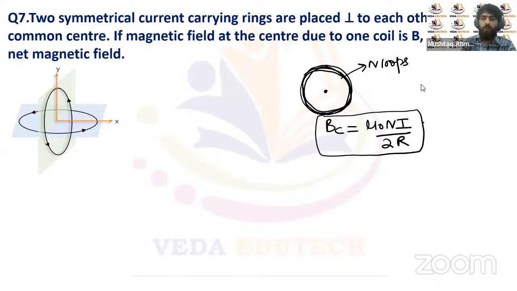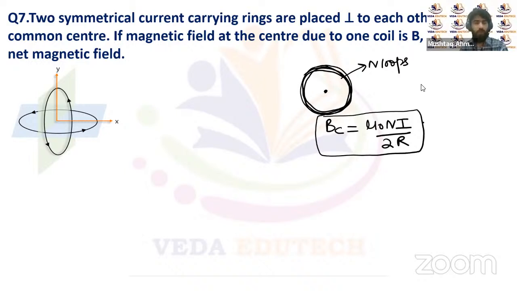Now let's try to solve this question here. The question is that two symmetrical current carrying rings are placed perpendicular to each other with a common center. If the magnetic field at the center due to one coil is P, then find the net magnetic field. So the magnetic field at the center due to one coil is P, and we have to find the net magnetic field.